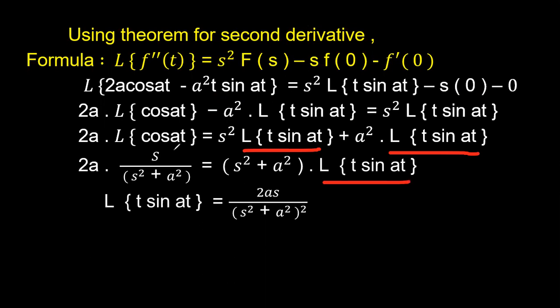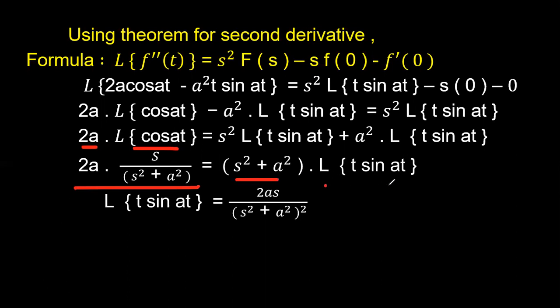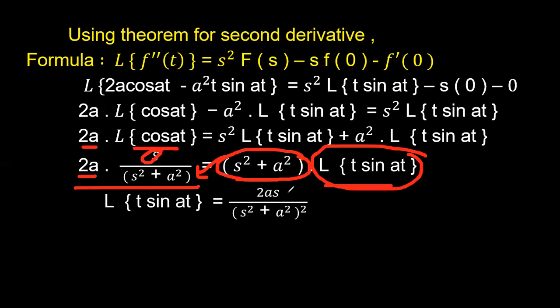So what is the Laplace transform of cos at? That is nothing but s by s square plus a square. On the LHS you will have 2a into s by s square plus a square, and on the RHS s square plus a square into the Laplace transform of t into sin at. Finally we have to find the Laplace transform of t into sin at. Taking the s square plus a square term to the LHS, we get 2a s by s square plus a square into s square plus a square, that is, s square plus a square whole square.